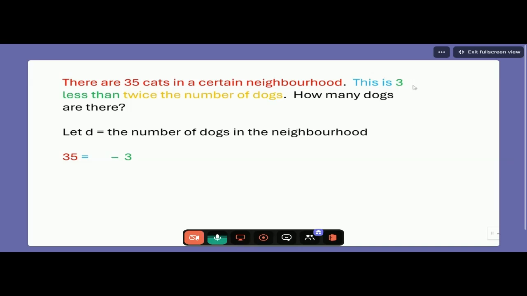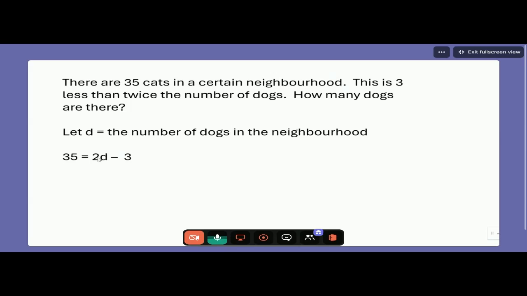Specifically what? It's 3 less than what? Twice the number of dogs. How do we write that? Well, that is going to be D times 2, or simpler, we'll just write that as 2D, which is how we would normally write that in math. Okay, so there we've created an equation. The number of cats, 35, is the same as 3 less than 2 times the number of dogs. Let's get rid of all the colors and solve this equation.